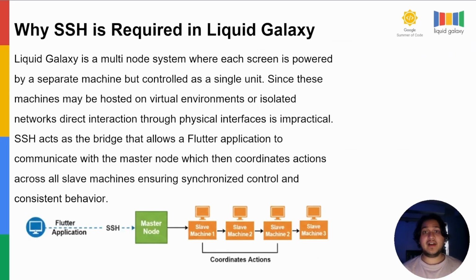So now let's talk about why SSH is required in Liquid Galaxy. Liquid Galaxy is a multi-node system where multiple screens act together as a single unit, where each screen is run by a different machine and is controlled centrally. Direct physical interaction between these machines is usually not ideal. So SSH becomes a bridge between our Flutter application and our Liquid Galaxy system. Using SSH, our master node conveys all our actions across the slave machines.